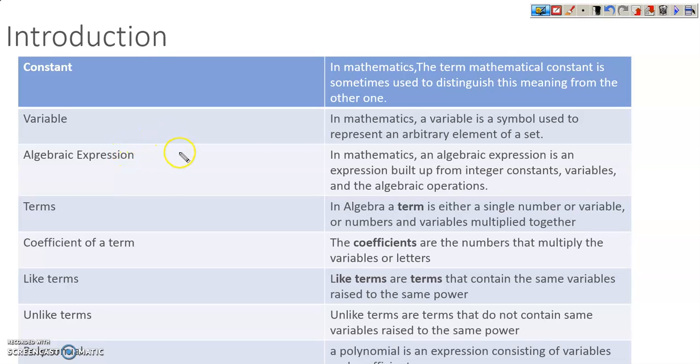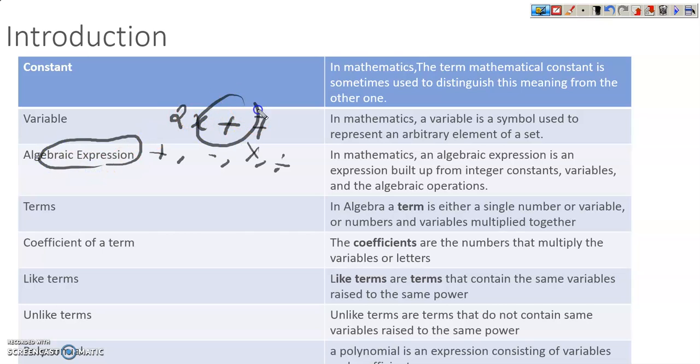Algebraic expression. It's a combination of constants and variables which is connected by signs, by a plus sign, by a subtraction sign, by multiplication, or by division. For example, 2x plus 7 is an algebraic expression because it has a constant and a variable and it is connected by a sign.